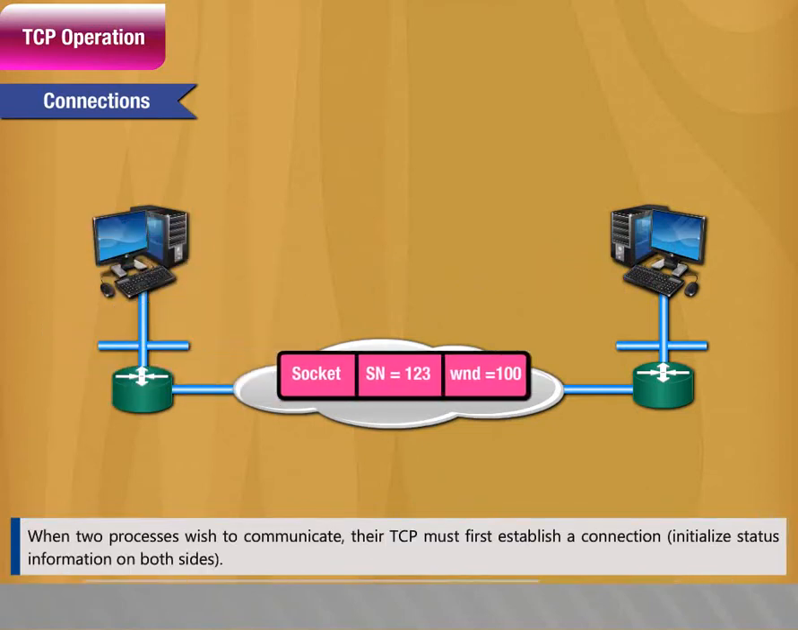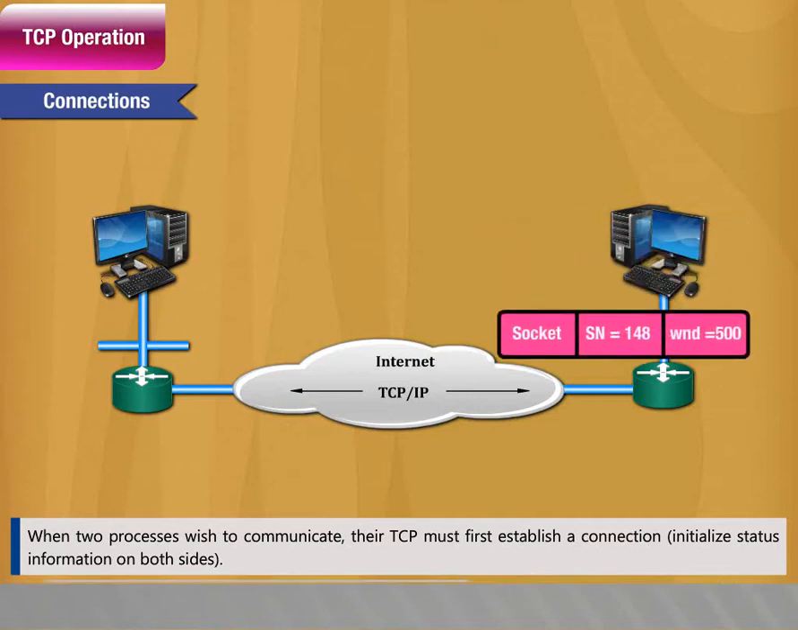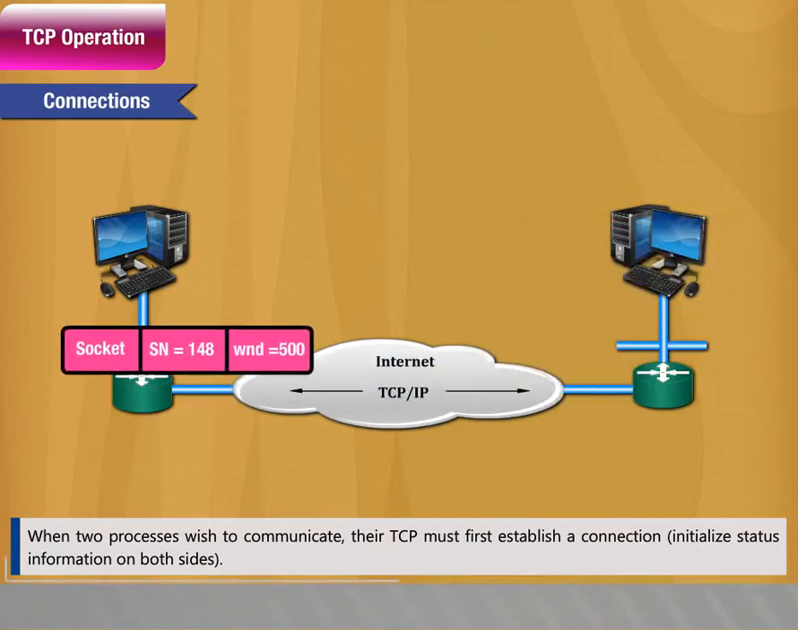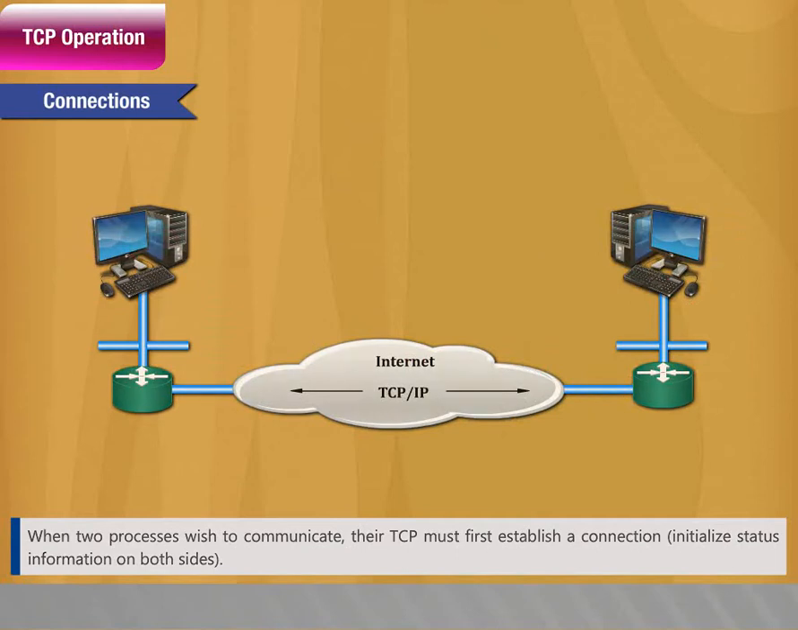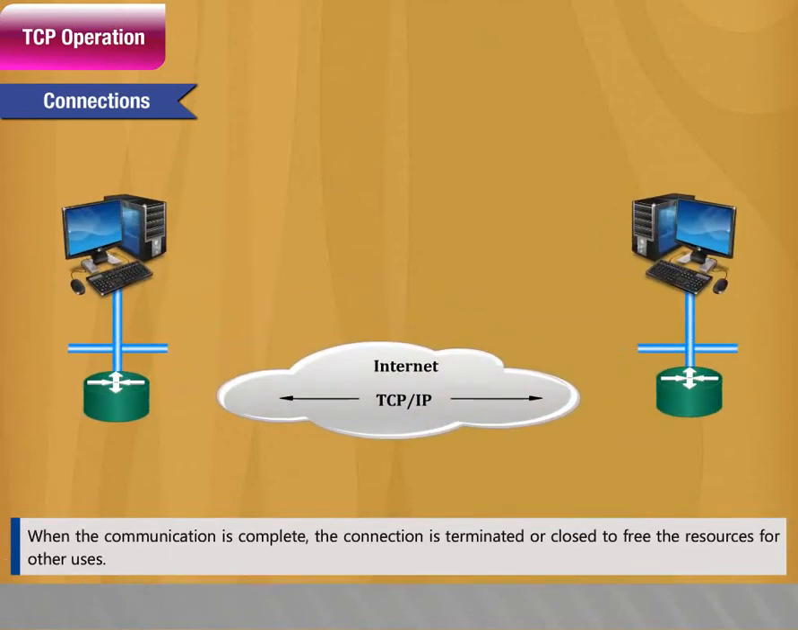When two processes wish to communicate, their TCPs must first establish a connection, initializing status information on both sides. When the communication is complete, the connection is terminated or closed to free the resources for other users.